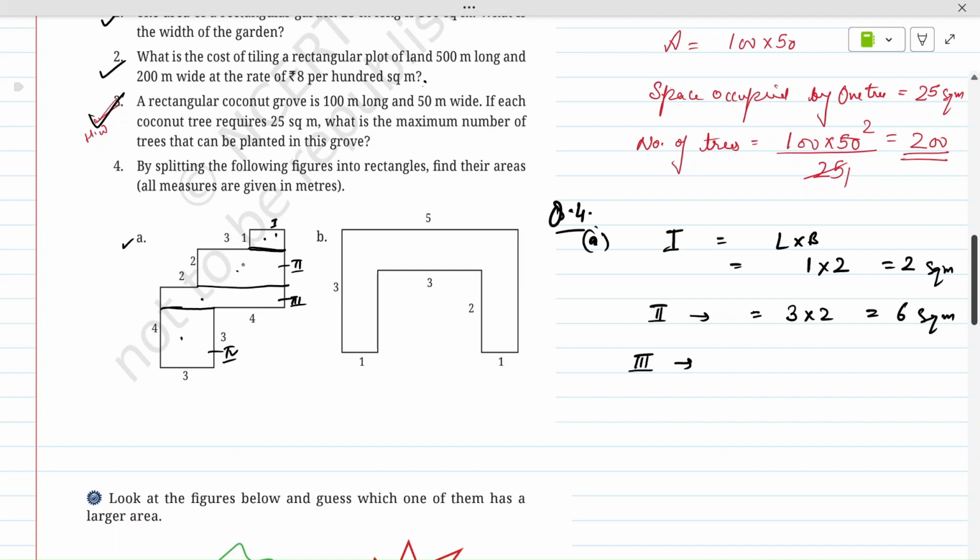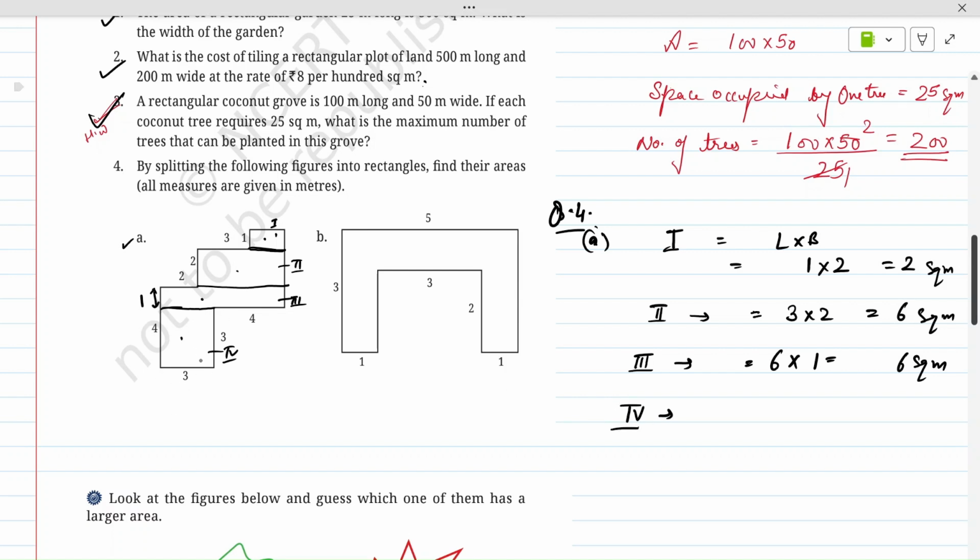So if you see this one here, till here we have 2 and then after this we have 4 here. So this is equivalent to 6 multiplied by, this one is complete 4, this is 3. So that means this should be 1. Again, this is 6 square meters. And the last one here is the fourth.